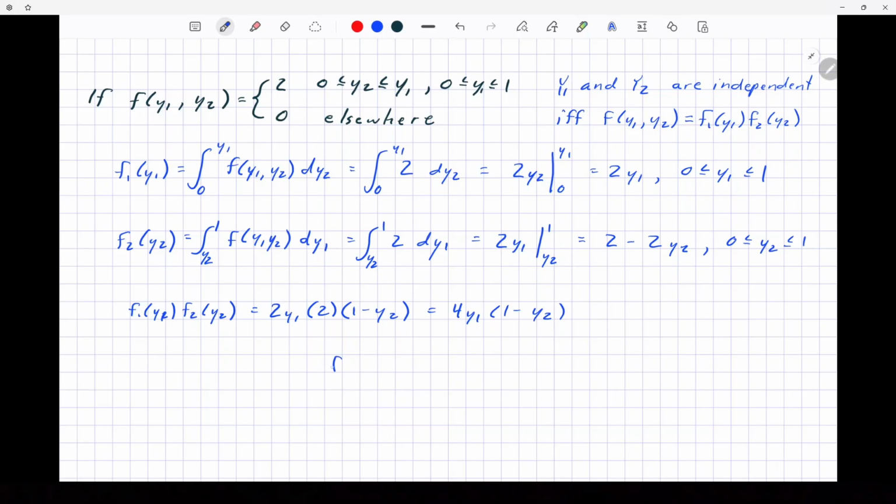So then we can say that the joint probability, I apologize, that is equal to 2 from above, and that does not equal f1 of y1 times f2 of y2, the marginal probabilities of each one of these. Therefore, y1 and y2 are in fact dependent for at least some values. But I'll just say in the range.